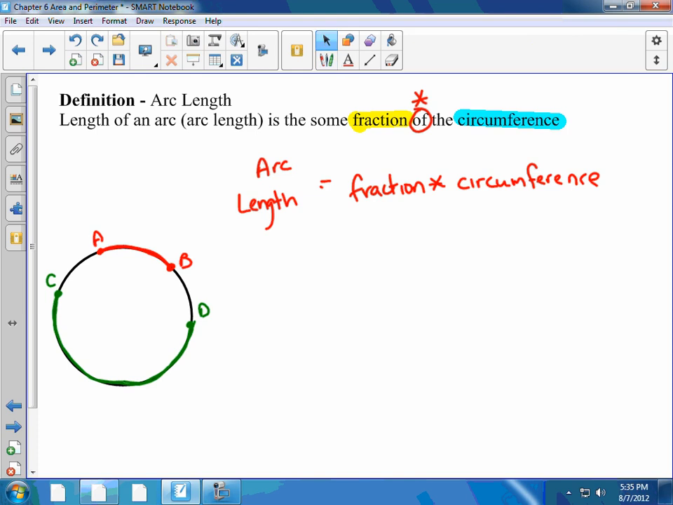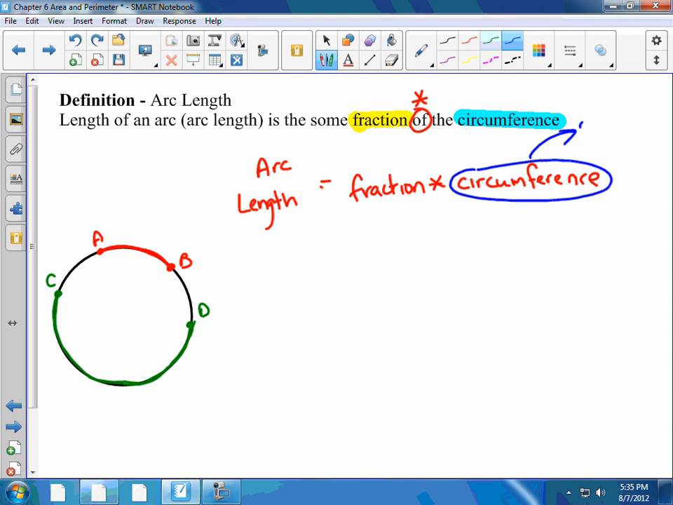Circumference, we already know what that is. Circumference, we remember, is 2 times pi times r. So we're going to replace circumference with 2 times pi times r. What becomes a little confusing is what is the fraction? The fraction depends on the degree measure of the arc.